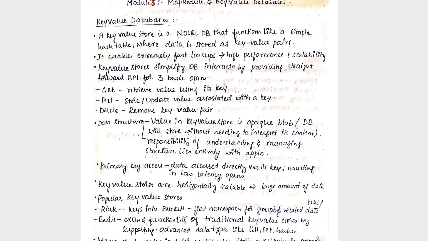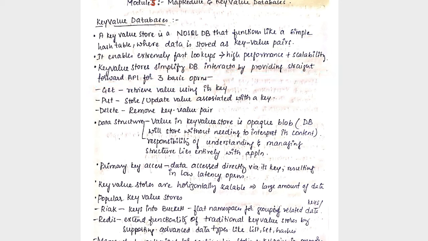It is very easy to find data from a key value store because if you know the key, you can easily get the value. That's how querying becomes very fast here. Thereby it is a popular choice for scenarios where high performance and scalability are essential. Key value stores simplify database interactions by providing a straightforward API for three basic operations.